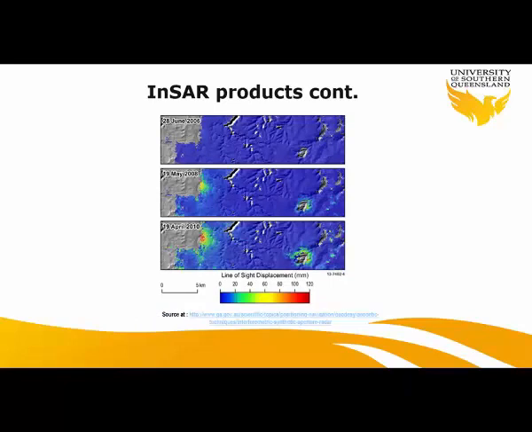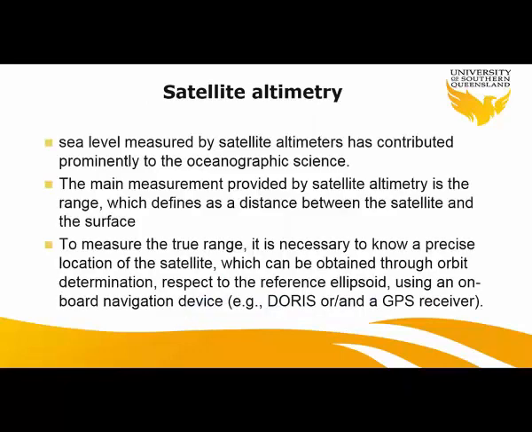You also can get another product which gives you the exact displacement. In this case it is a displacement in millimeters, and you can see at different times, like in 2006, 2008 and 2010, obviously you have the first time and then the rest would be different from epoch one. And you can see, for example, this area you have some Earth movement or displacement near the coastline in this case. The last geodetic technique we want to talk about is satellite altimetry.